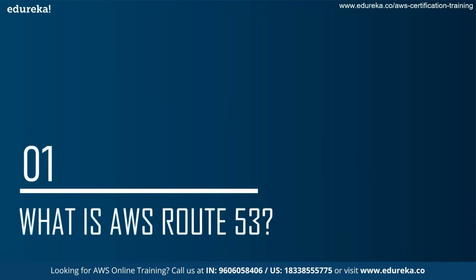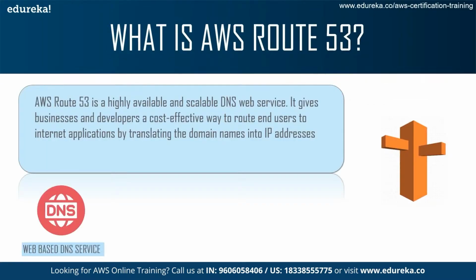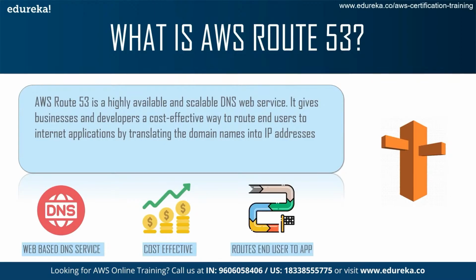So the first thing we talk about is what is AWS Route 53. As we all know, AWS is the web services provided by Amazon. Route 53 is one such service, which is basically a highly available, scalable DNS web service. It gives businesses and developers a very cost-effective way to route end users to internet applications. This is done by translating the domain name that a website has to a scalable IP address. So this is what Route 53 does.